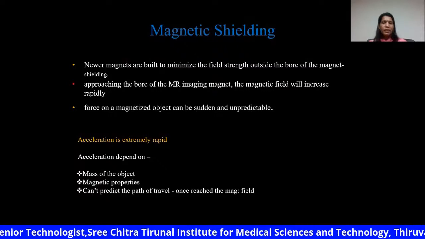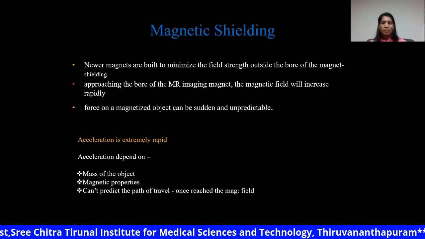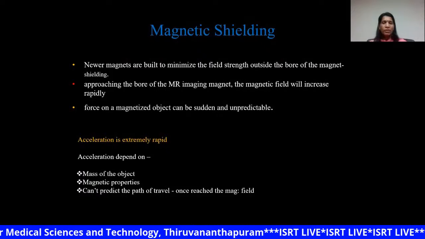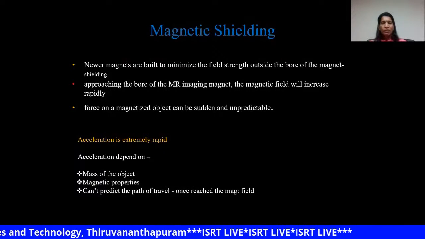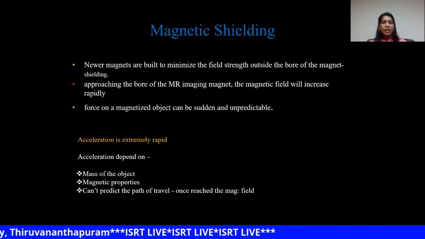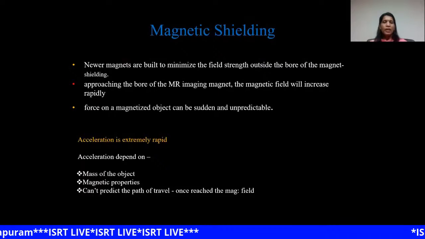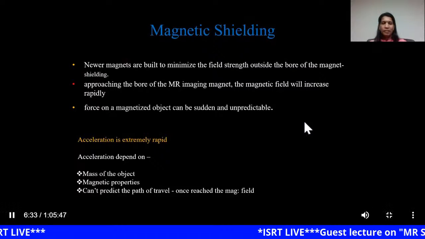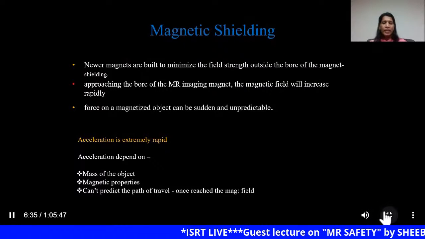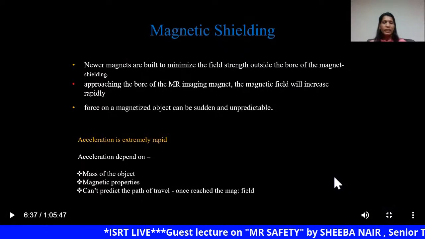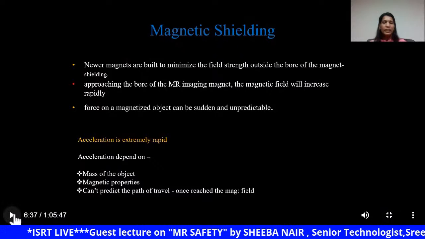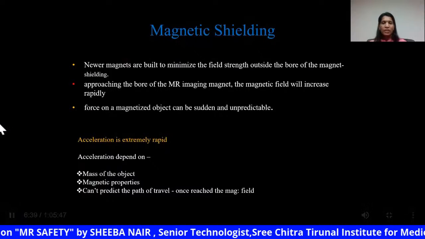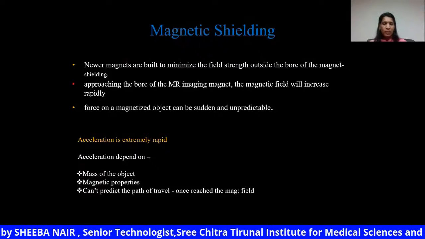So in a shielded system, till we approach the bore, the attractive forces will be less. But once we approach it, the magnetic field will start to pull the device with a huge force. This effect will be sudden and unpredictable, and the amount of acceleration occurring to a device depends upon the mass of the object and the magnetic properties of the object.